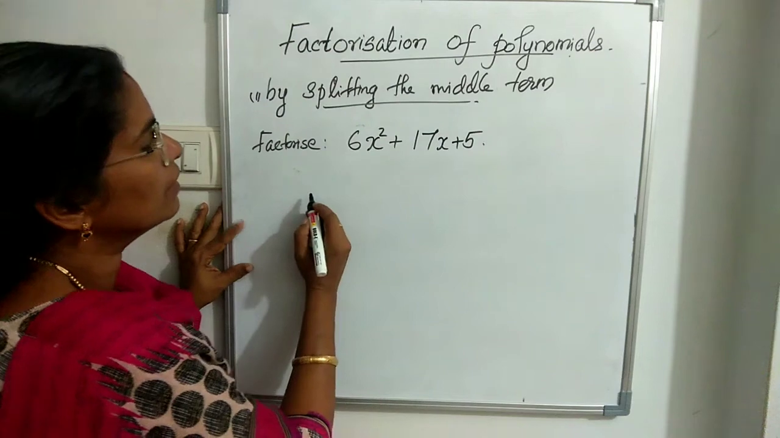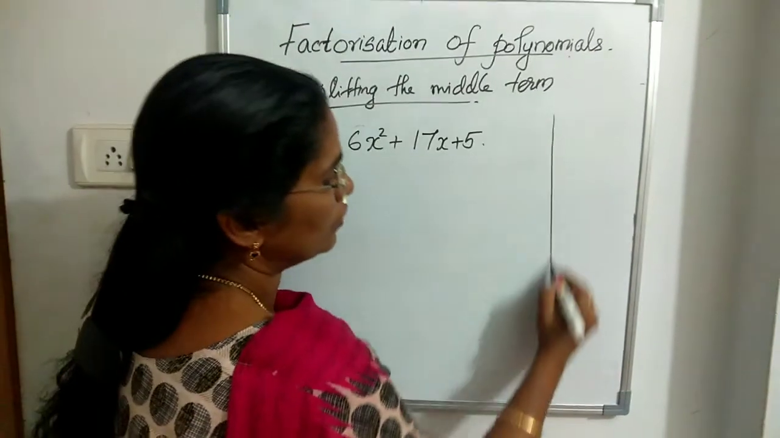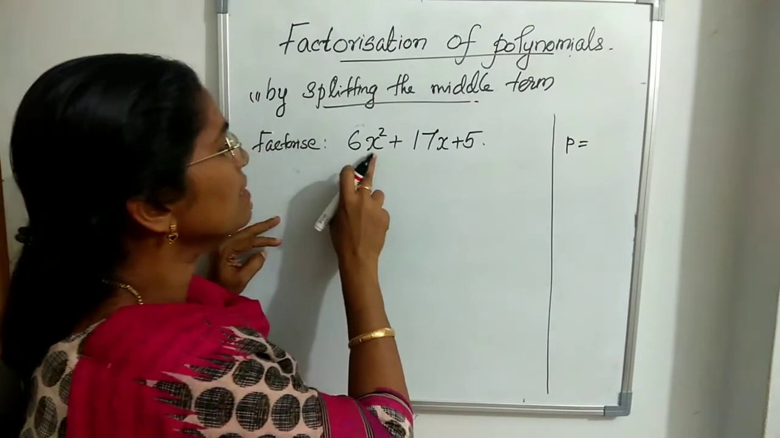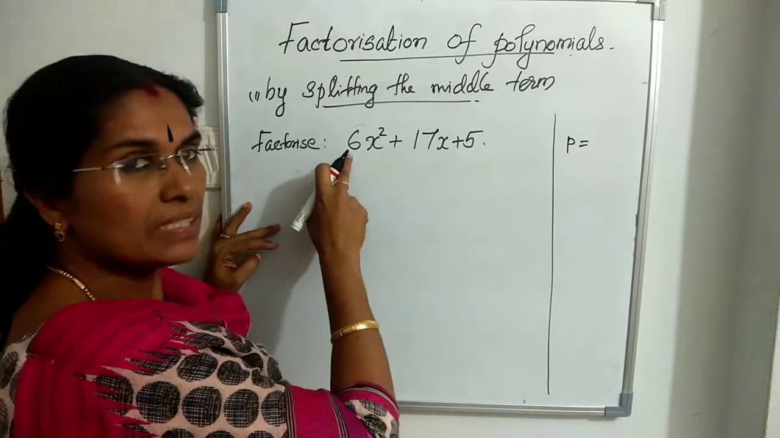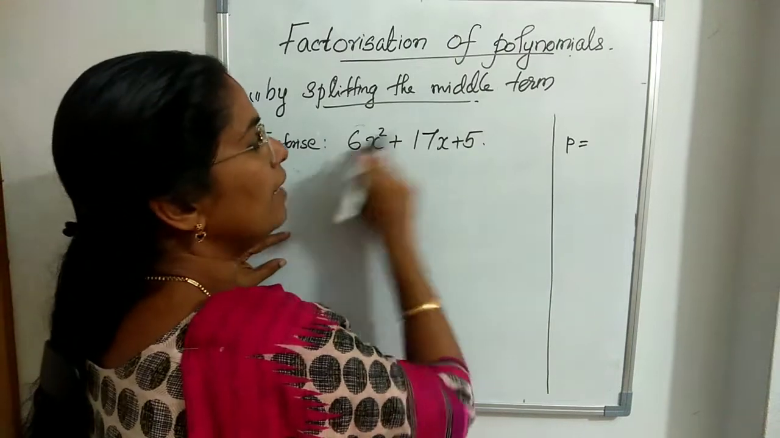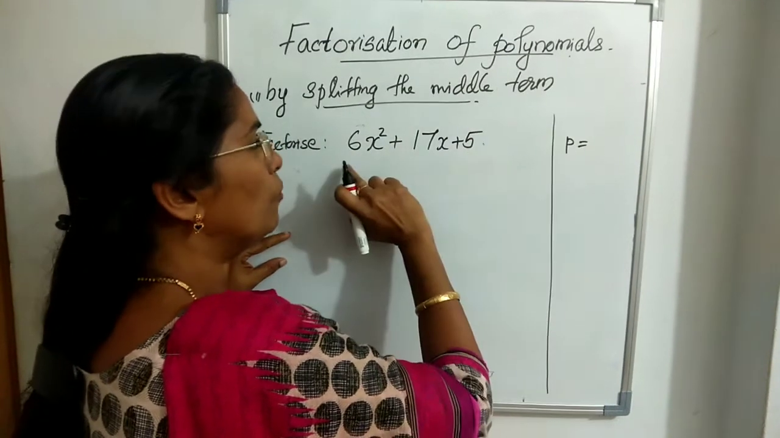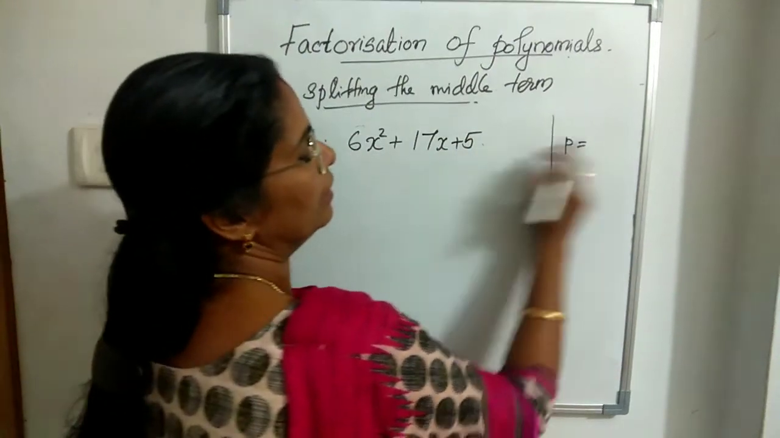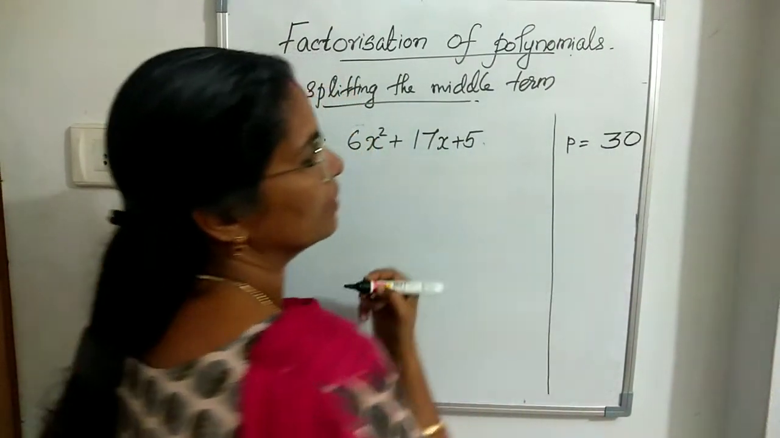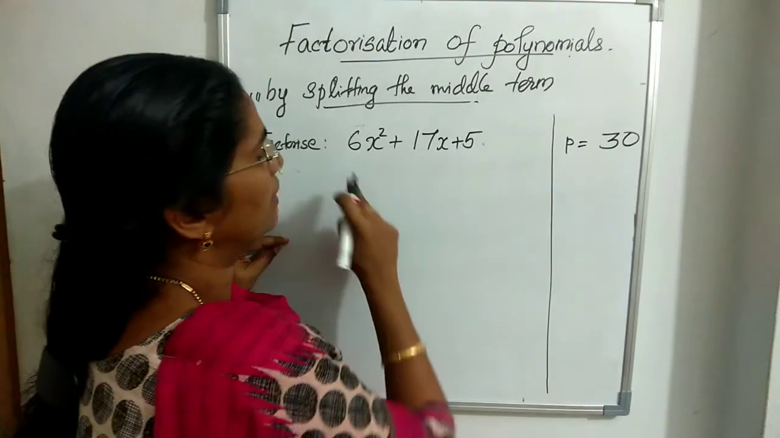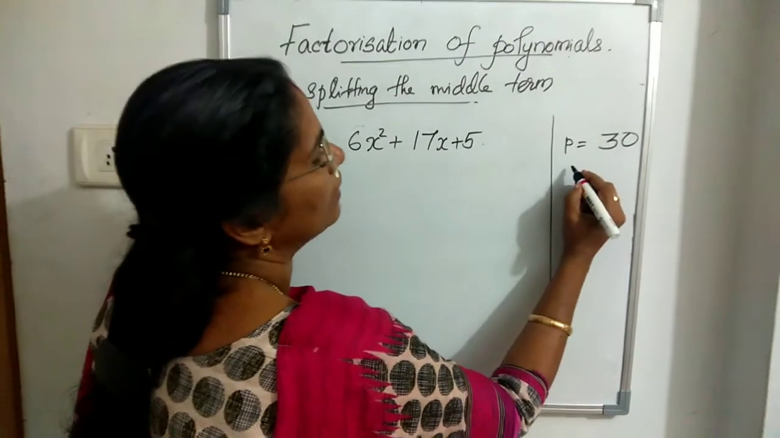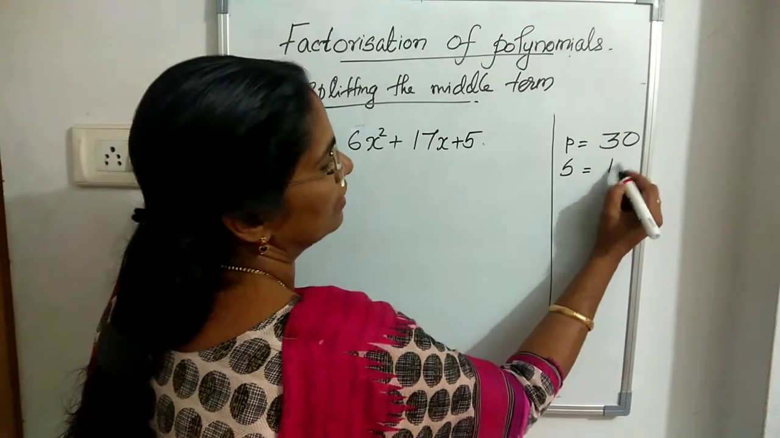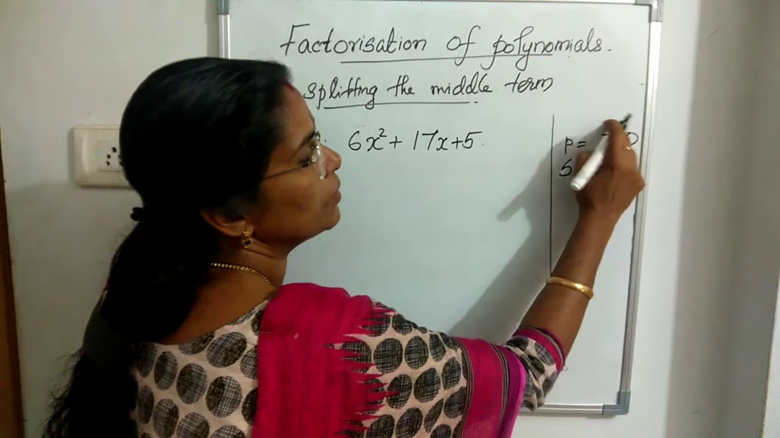Here we have to find two numbers. The change is that the coefficient of x square is 6 and the constant term is 5. So you multiply the coefficient of x square with the constant term; that is the product of the two numbers. That is 30, since 6 fives are 30. And the sum of the two numbers is always the coefficient of x, that is 17. This is the only change, the product.